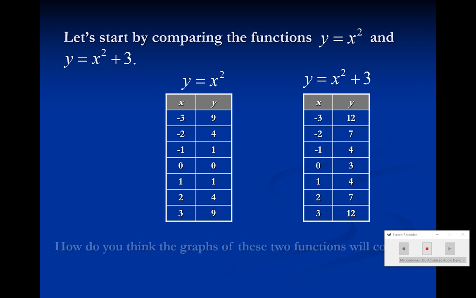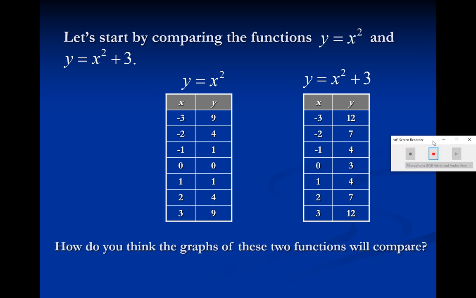How do you think the graphs of these two functions will compare? Before I actually show them, can anyone look at those and say, I see what's going to happen here? If y equals x squared looks like this, and y equals x squared plus 3 looks like this, if I graph them together, how are they going to look? Yeah, this coordinate of 0 will be moved up 3.